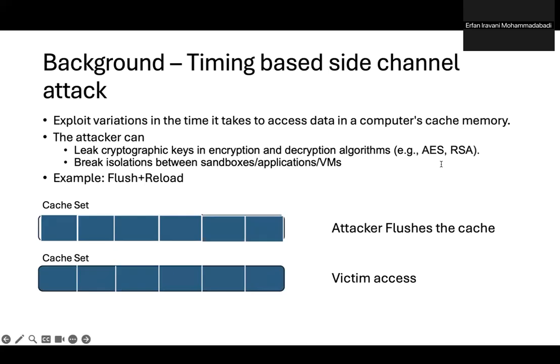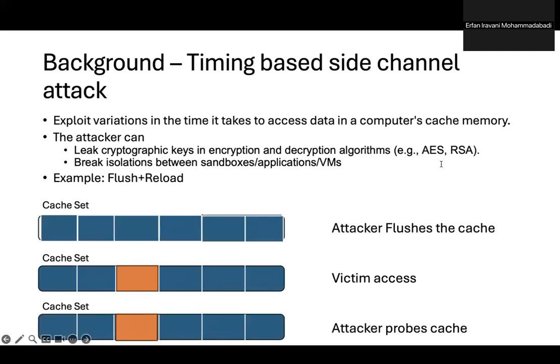Then in the second phase, the attacker lets the victim program run and access its data. During this time, the victim might access the flushed memory addresses. And in the final step, the attacker accesses its own data and measures the timings. A cache hit indicates that the set has been accessed by the victim data before.